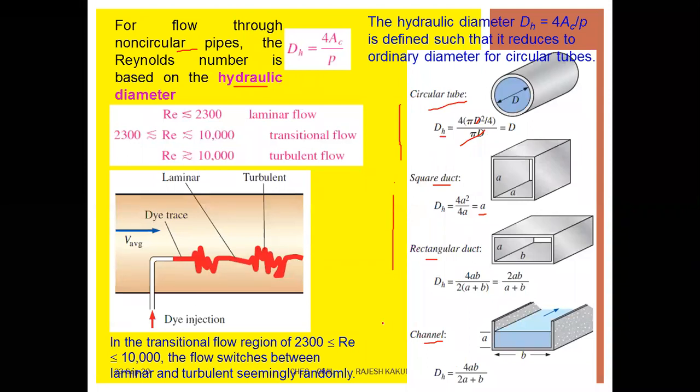Okay. The figure also depicts that the fluid is injected at one corner of the pipe. With the average velocity flowing, the dye injected at one point initially flows in a zigzag way, then takes the action of laminar flow going straight, and again converts into turbulent motion.